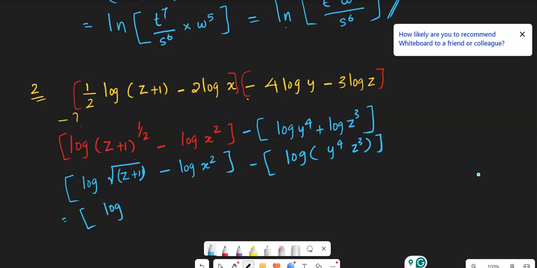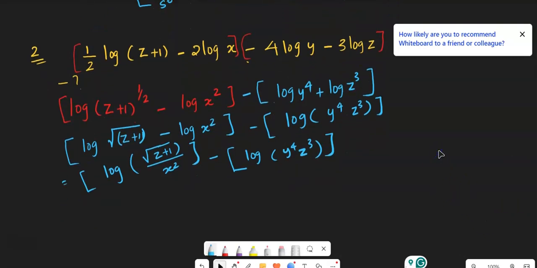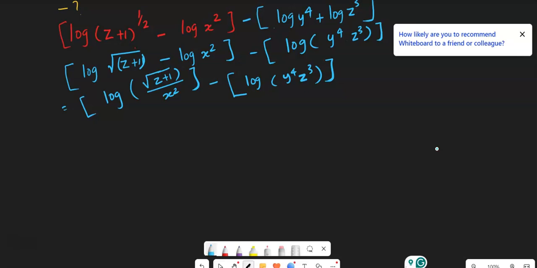That will be log of square root of z plus 1 by x squared, minus of, I'm continuing here, log of y to the power 4 z to the power 3. Yeah, so I was actually trying to save some space. So we are going to simplify the answer. This will be log a minus log b, that is log a by b.